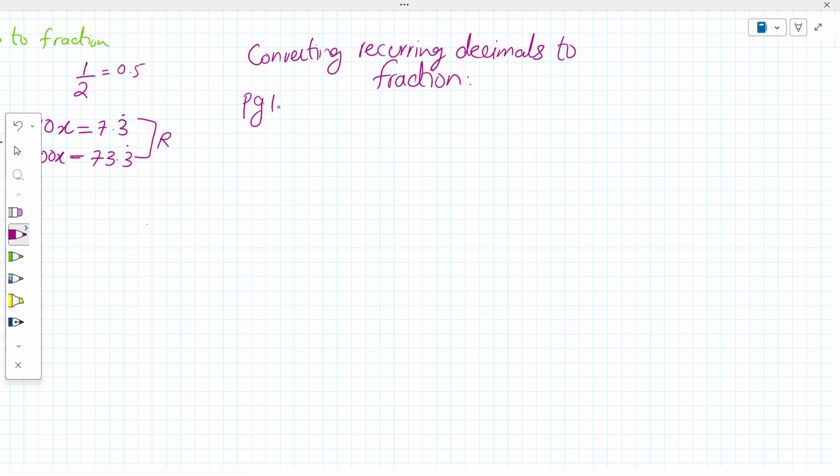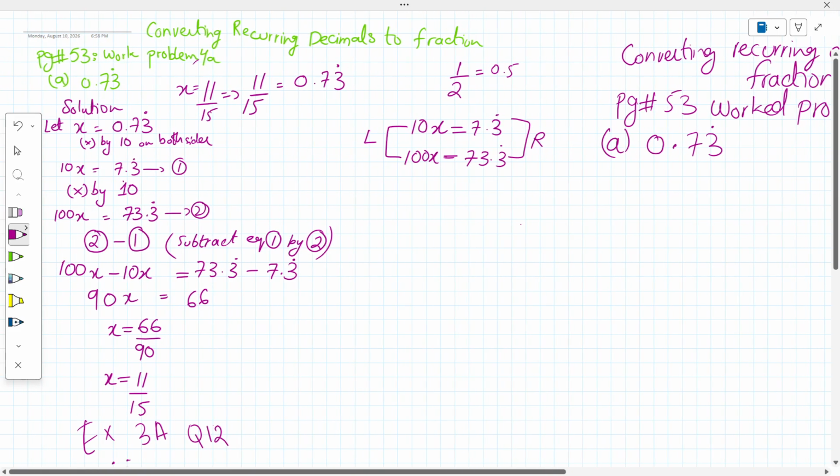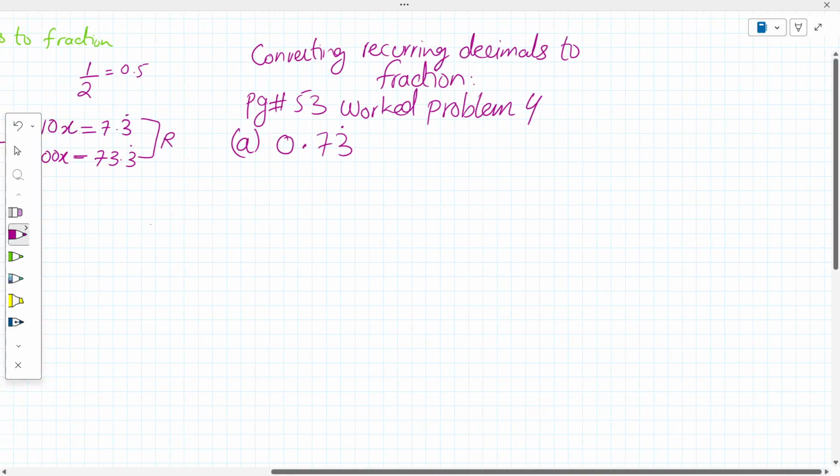So page number 53, worked problem number 4 part A. In this the value is 0.73 and the 3 is the repeating recurring number, right?